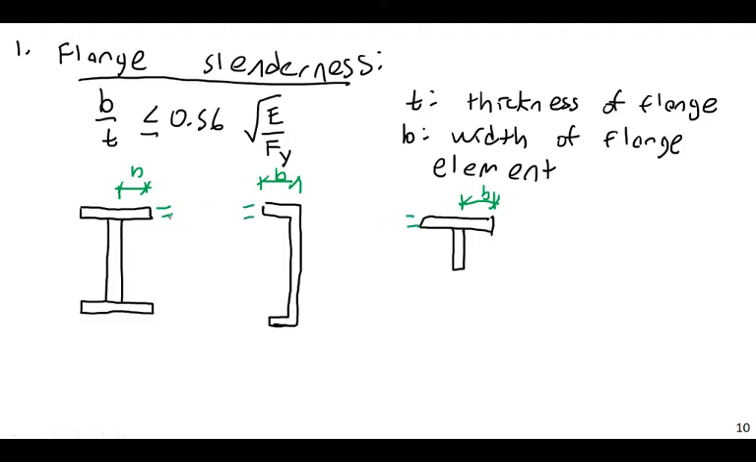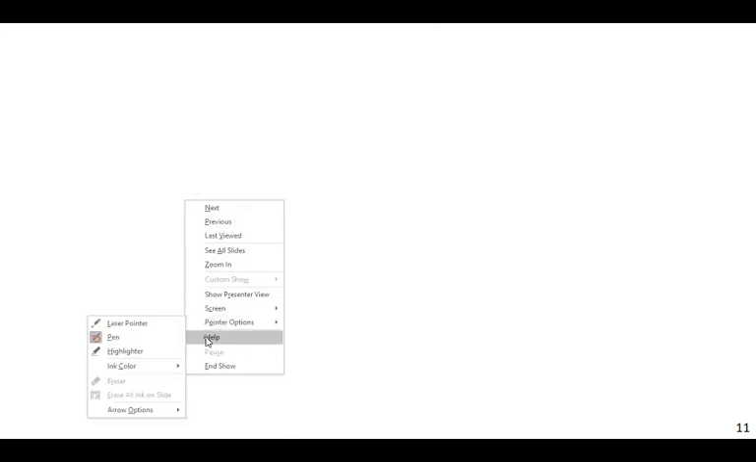We'll have a different equation for the webs. So it's fairly plug and chug. Basically, you find your width to thickness ratio, then you see if it's less than or equal to 0.56 times the root of E over Fy. Very similar to what we looked at with beam width to thickness ratios. Then I can also look at the web of these. Webs will be a bit more complex.